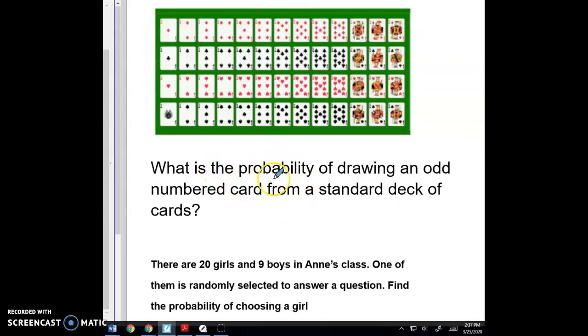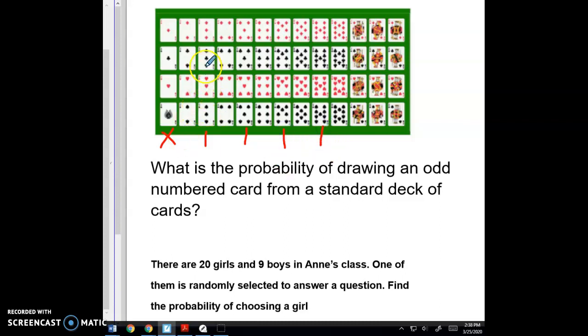Is, what is the probability, if we're looking at a deck of cards, and this is in your handouts again in Google Classroom, this is what a deck of cards looks like. What is the probability of drawing an odd numbered card from a standard deck of cards? This is a standard deck, no jokers. So how many of these are odd? We don't count ace as odd, that's just ace. So we've got 3s are odd, 5s, 7s, and 9s.